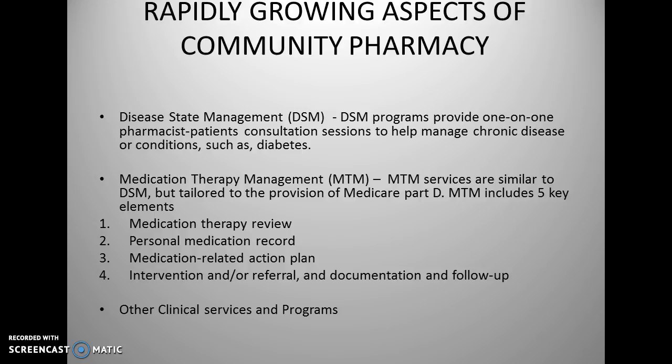Because of the rapidly growing aspects of community pharmacy, one of the things you should note is that there are different types of services provided by those pharmacies. You have what's called disease state management. Disease state management programs provide one-to-one pharmacist-patient consultation sessions to help manage chronic diseases and conditions such as diabetes. I've also added hypertension and asthma, those diseases that are chronic and can last for a lifetime.